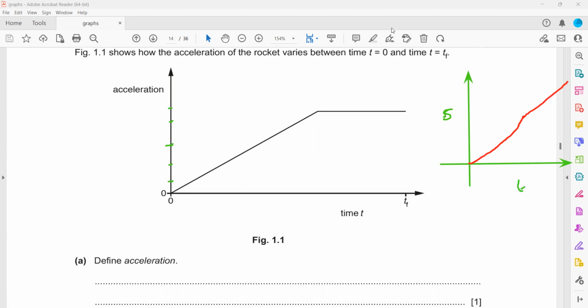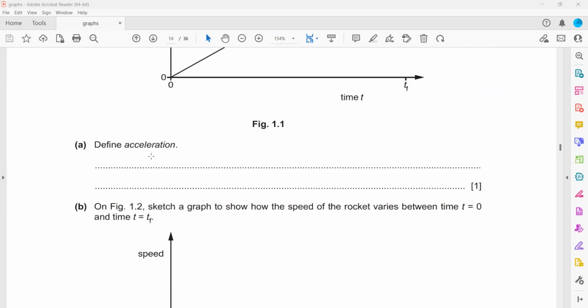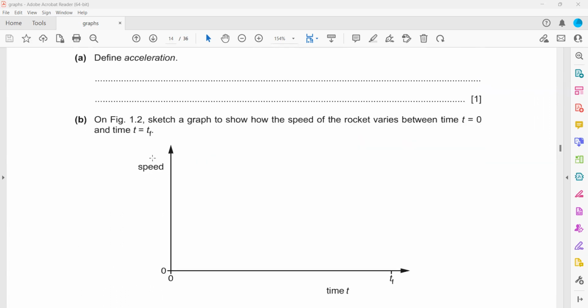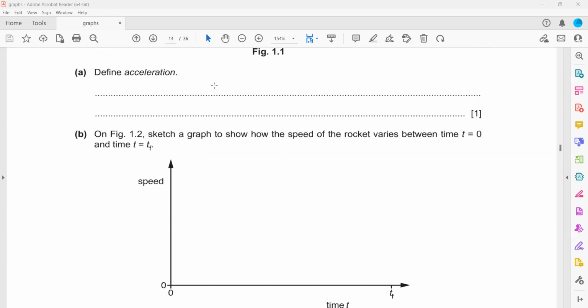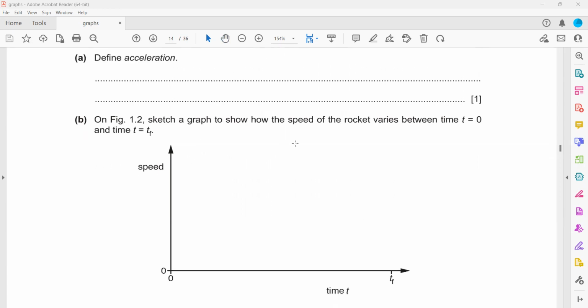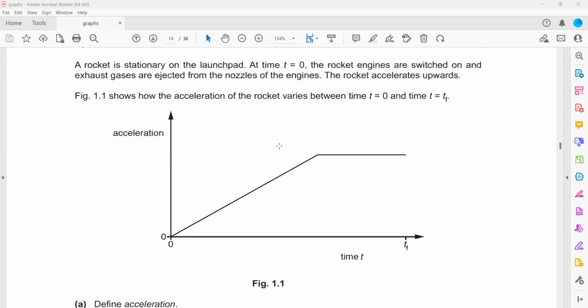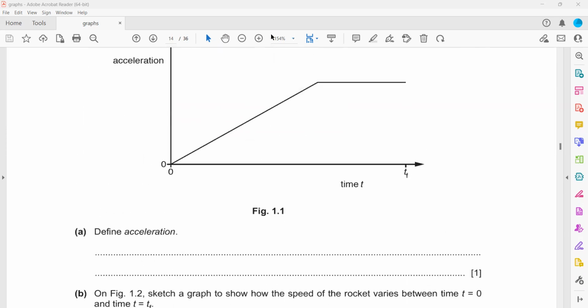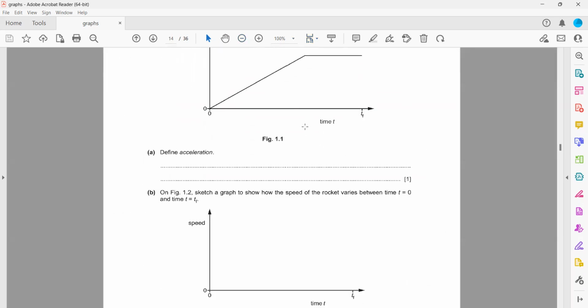The first question: define acceleration. Increase in speed in a unit time. And on figure 1.1, sketch how the speed of the rocket varies from 0, so we have to explain this whole motion, sketching on the same grid.